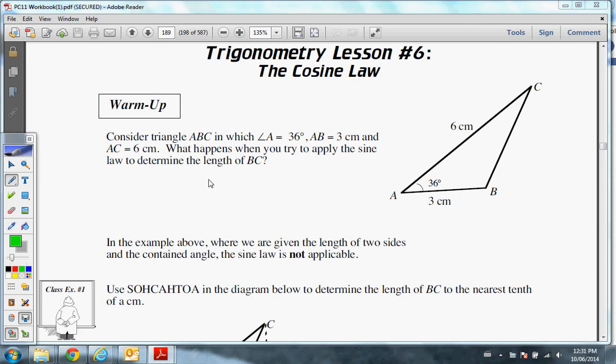So, Unit 6, Lesson 6. We're talking about the cosine law. The difference of the cosine law is we're going to use the cosine law when we can't use sine law. And you're going to discover right away on this warm-up when you cannot use sine law.